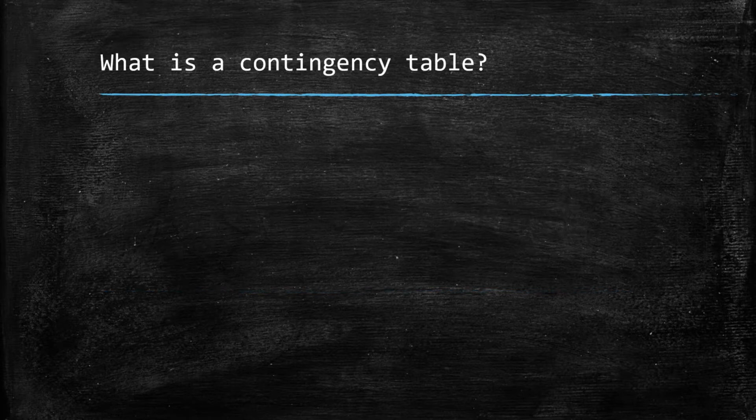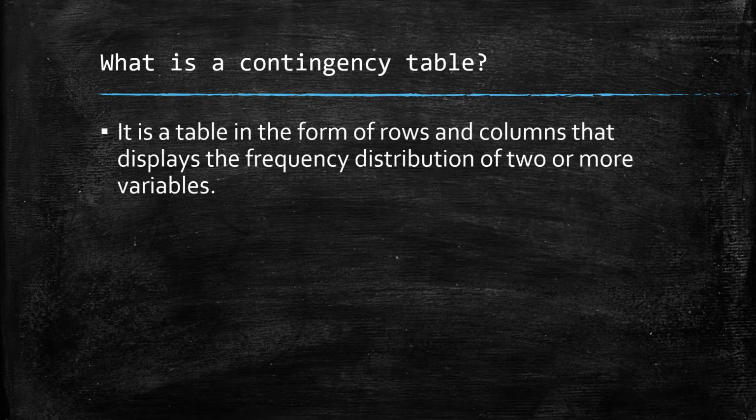What is a contingency table? A table in the form of rows and columns that displays the frequency distribution of two or more variables. This table is usually used to study the relationship between the two variables, whether they are dependent on each other or independent of each other.